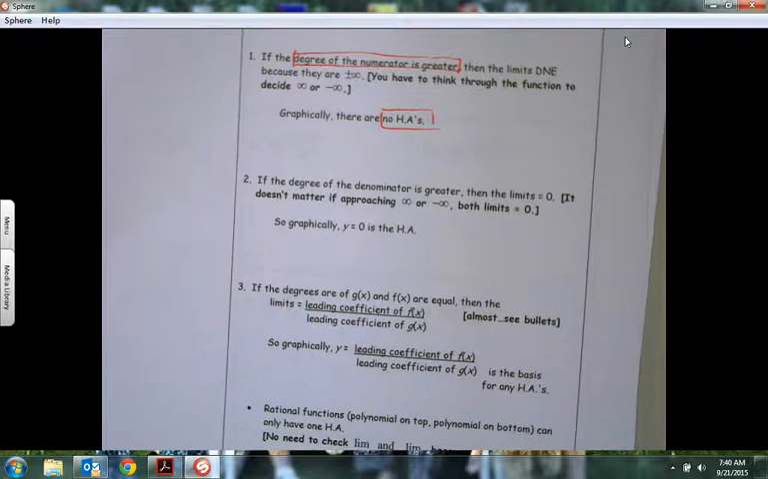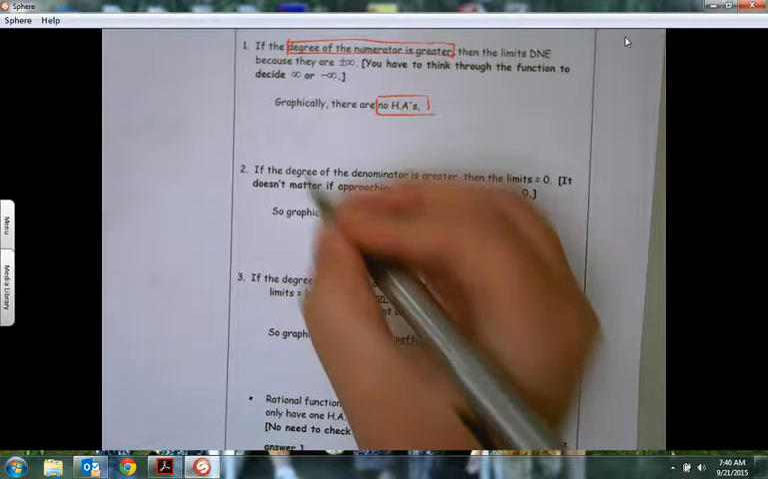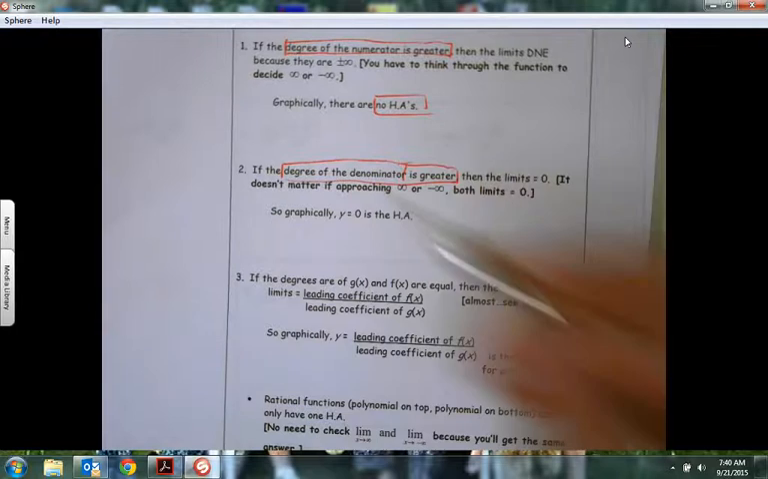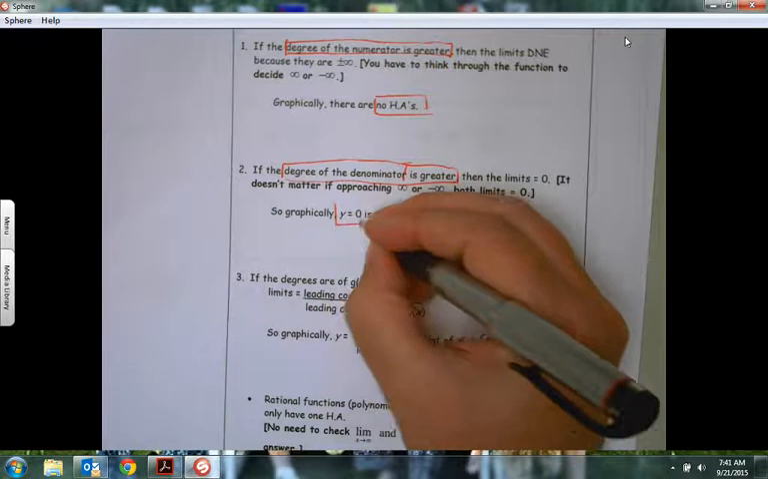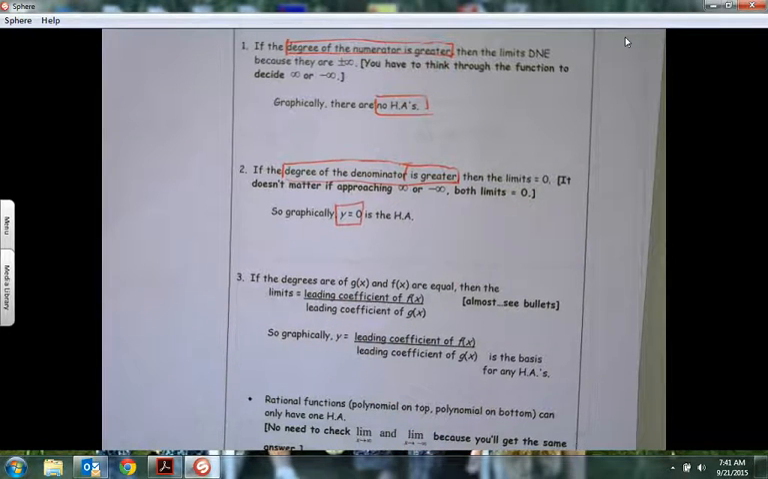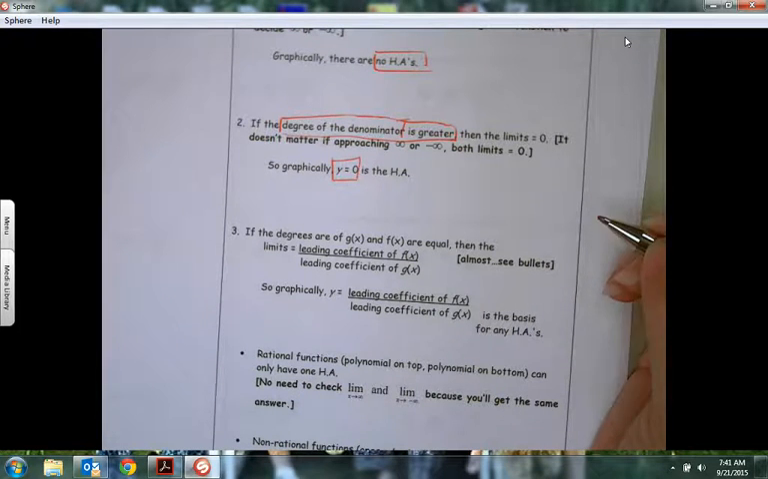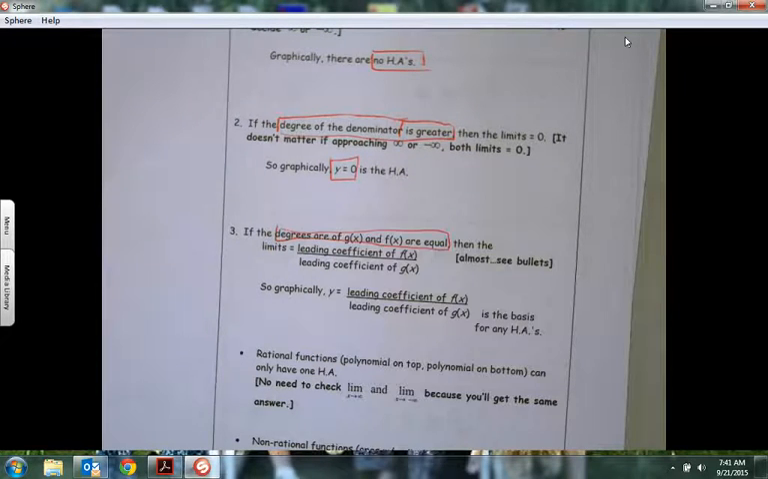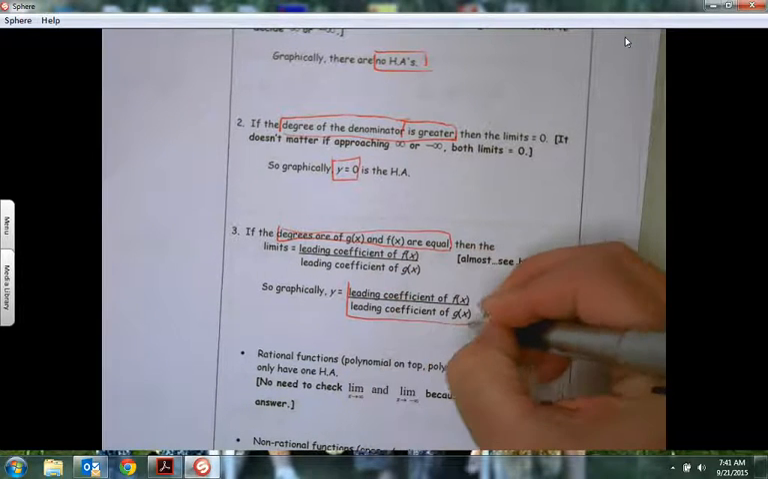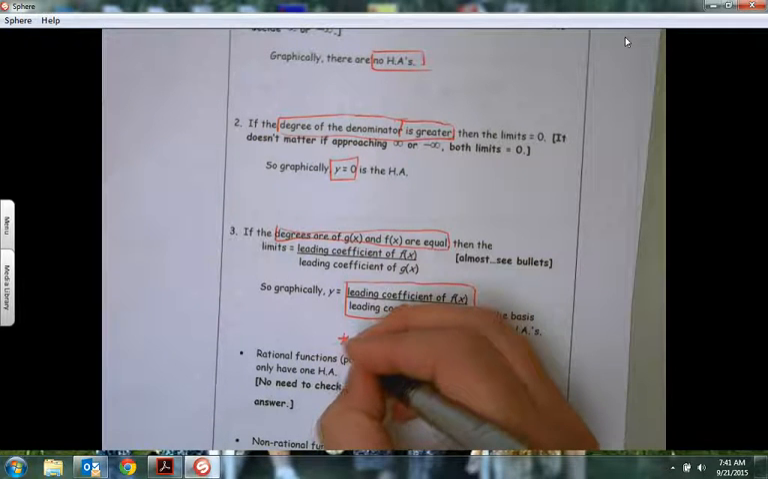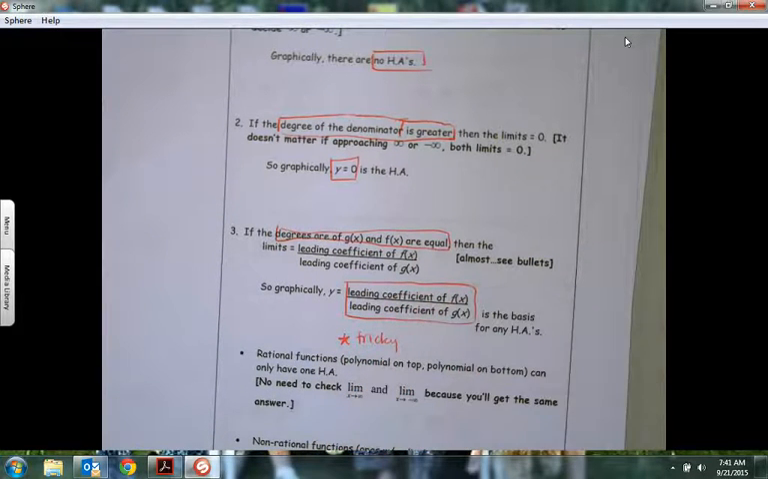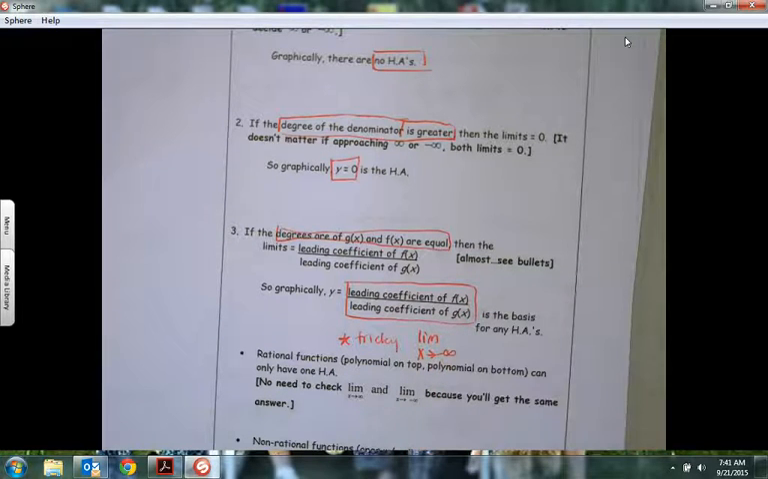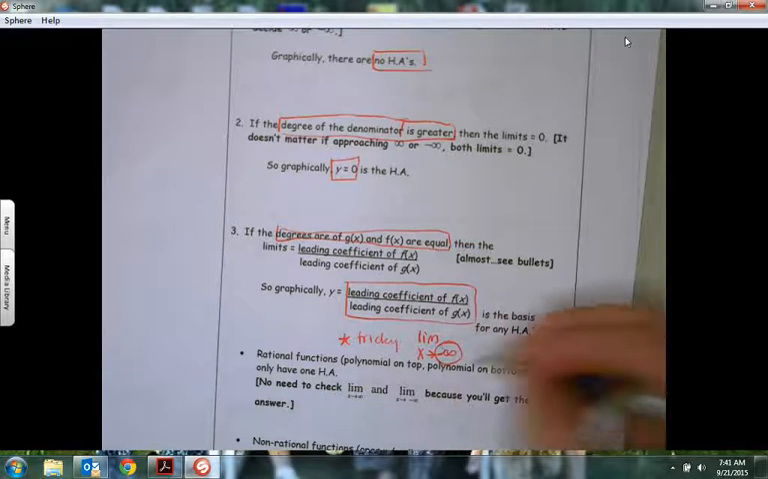Sorry about that. 2, if the degree of the denominator is greater, then y equals 0 is a horizontal asymptote. And then 3, if the degrees are equal, then we're going to be looking at the leading coefficient over the leading coefficient. Now this one gets tricky when we're dealing with the limit as x approaches negative infinity. And we're going to see that in some of these examples.